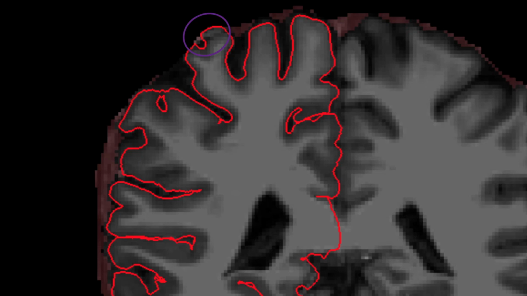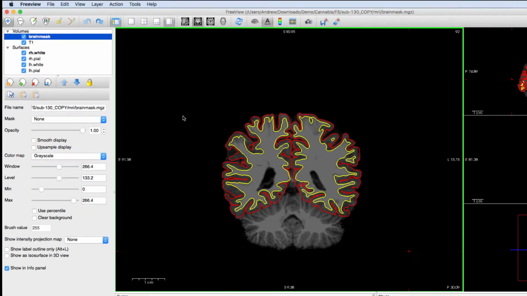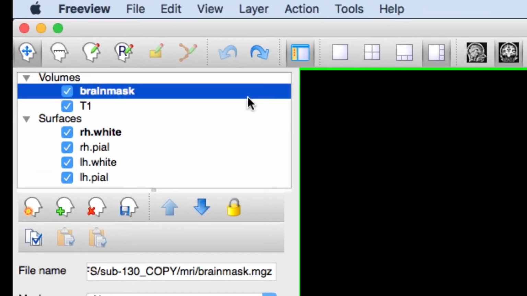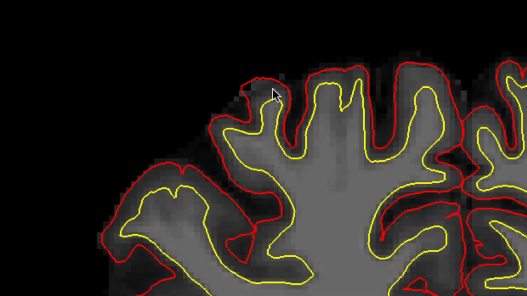In this case, I recommend a peel surface edit, in which we manually remove voxels. First, make sure that brain mask is highlighted, so that our edits will only apply to that image. Then click this button, which enables voxel editing. Holding Shift and left-clicking removes voxels, and you can undo the last edit by pressing Command and Z.